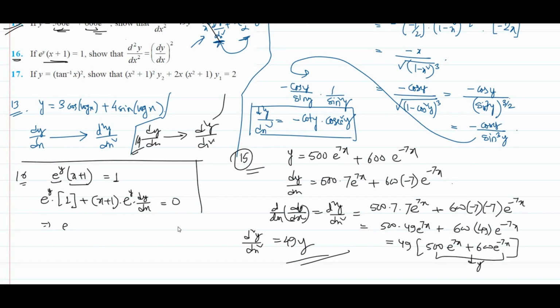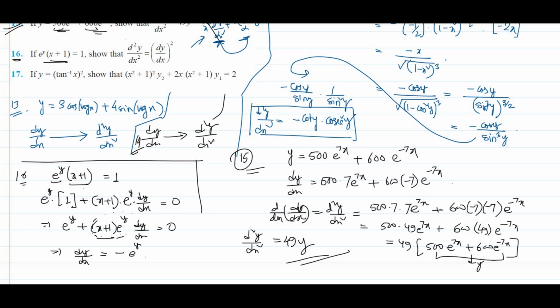So therefore I'm getting e to the power y plus x plus 1 e to the power y dy by dx equal to 0. Now you know that e to the power y times x plus 1 was equal to 1. So basically dy by dx is equal to minus e raised to the power y, because the entire value of this expression is 1, as we know here.